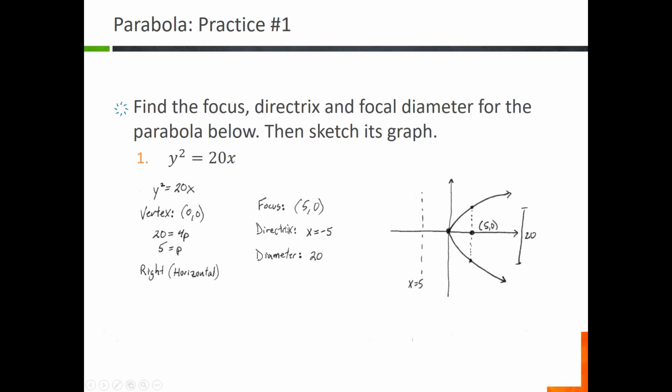So let's sketch our graph. We know the vertex is at the origin. It's at (0, 0). We know the focus is at (5, 0). We know the directrix is over here at -5. Oops, I missed my negative, so x equals -5. And then the focal diameter. If I drew sort of this imaginary line across the parabola through the focus, this distance has to be 20 units. The whole thing has to be 20 units long, which means the top half is 10 and the bottom half is 10.